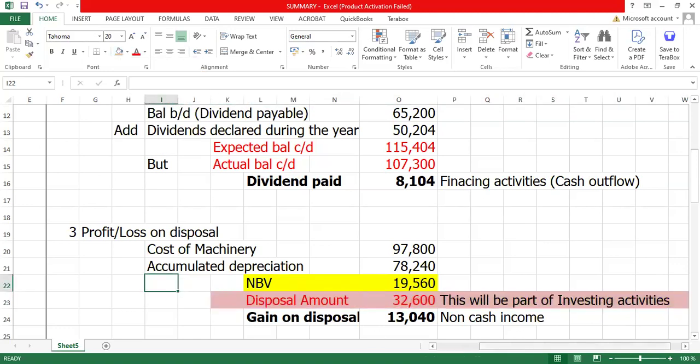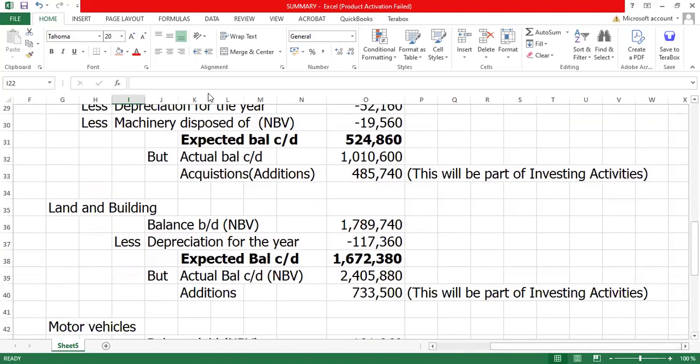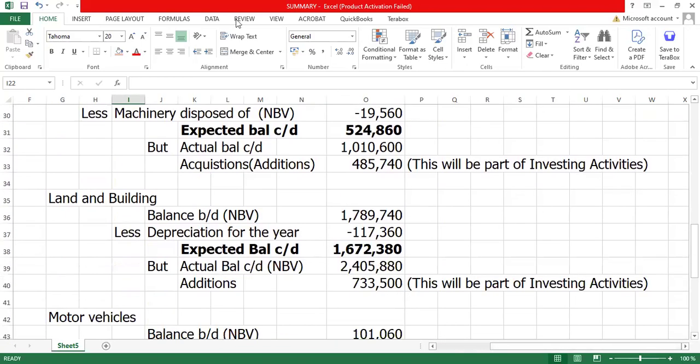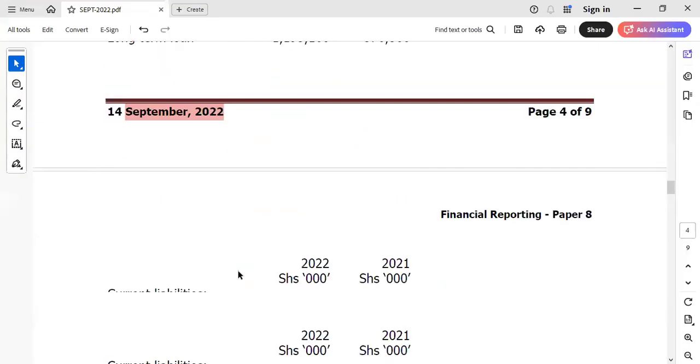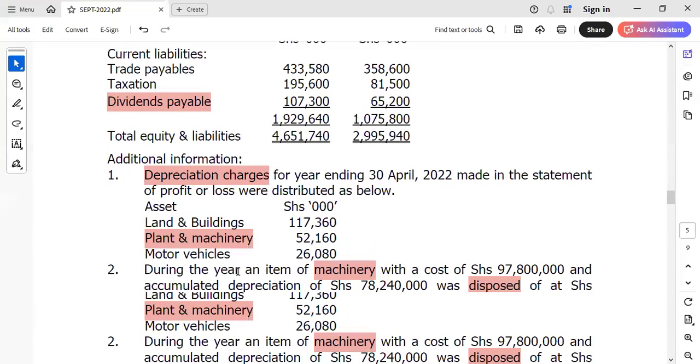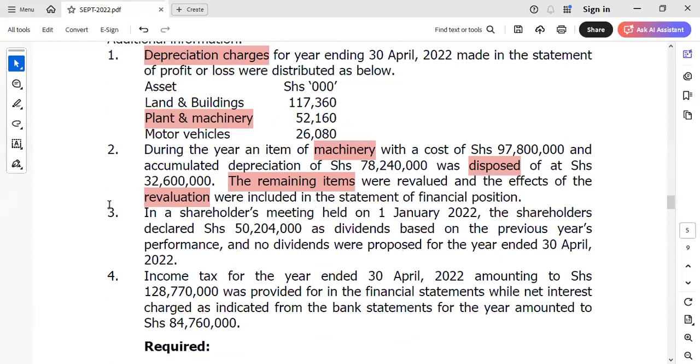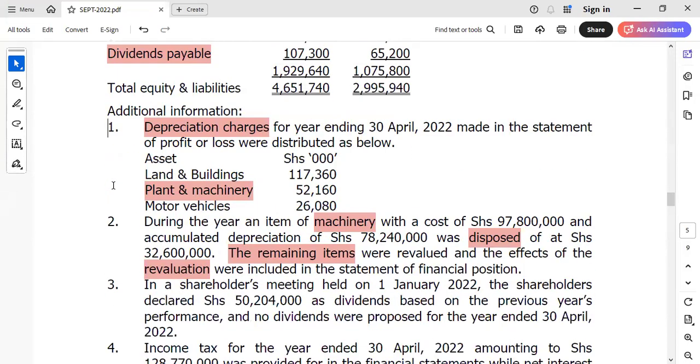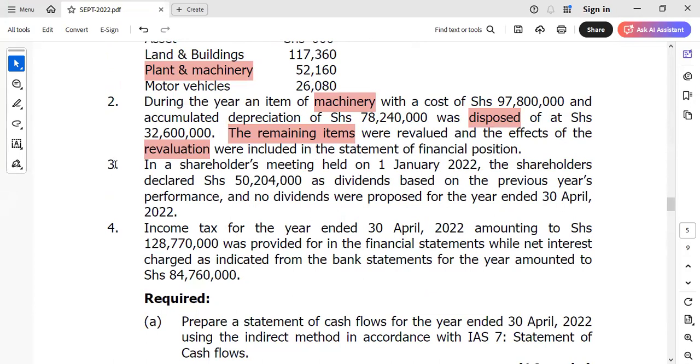All right. By the way, we are almost done. You see the beauty with cash flow. As you do those workings, you're almost done with the number. When you look at additional information, we have almost everything. Do you agree? We have looked at note number 3 and note number 4.